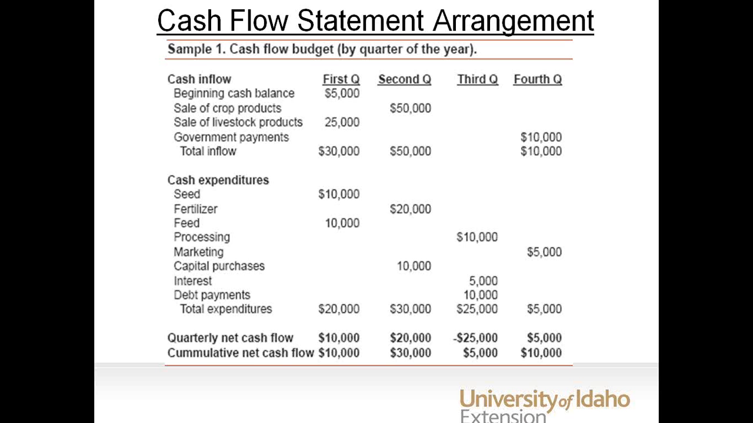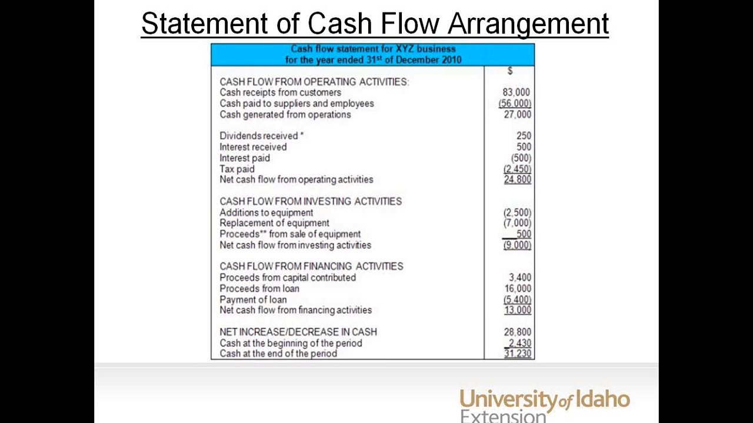And these can be organized quarterly. Quite often they're organized monthly. And they can also be pro forma, looking forward, or they can be for past years' performance. And actually, you should compare your cash flow budget, which is usually looking forward, to your cash flow statement, which is usually looking backwards, at what actually happened cash flow-wise in the year. Another way of organizing this statement, and there's a group called the Farm Financial Task Force.